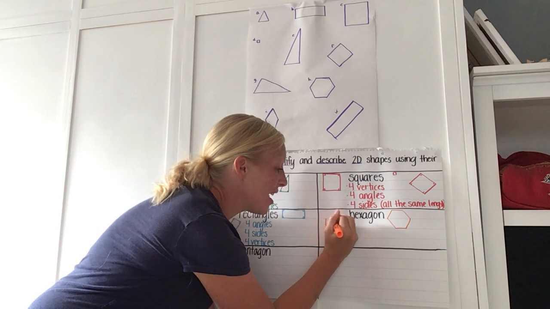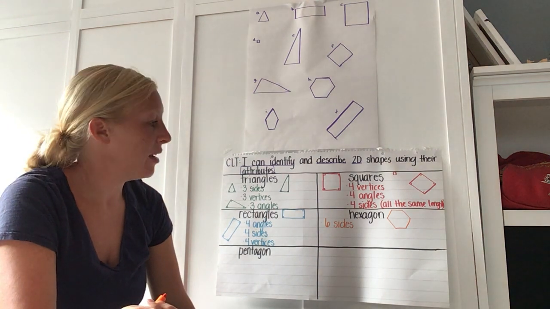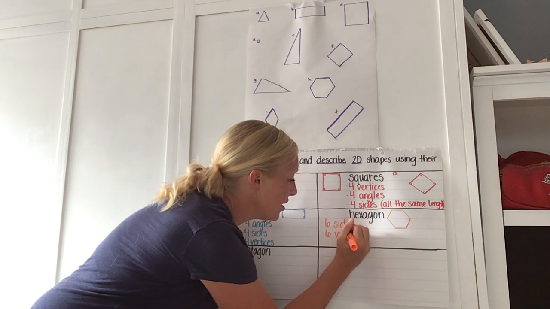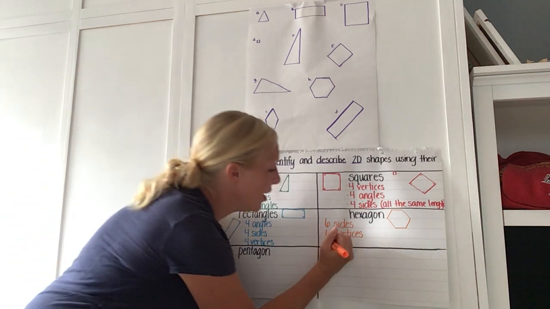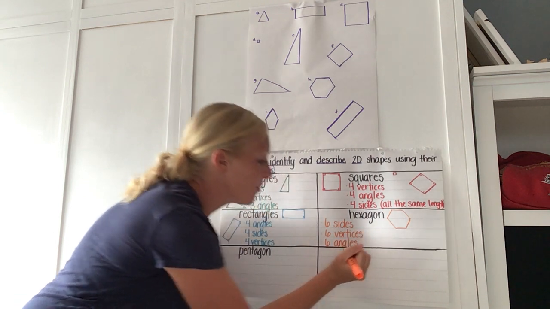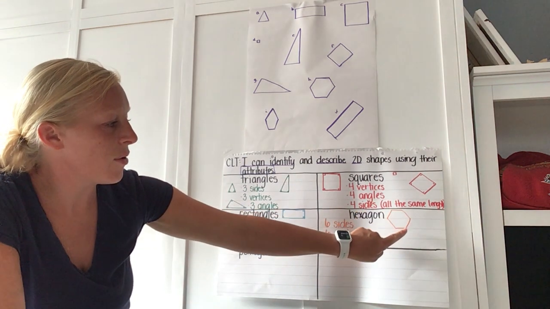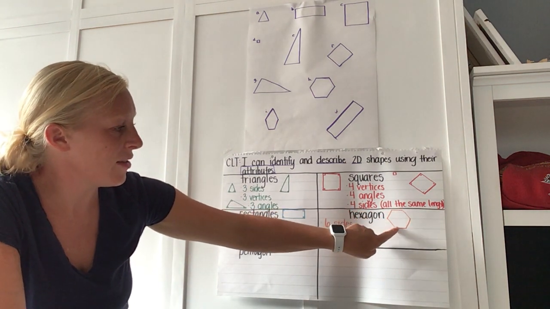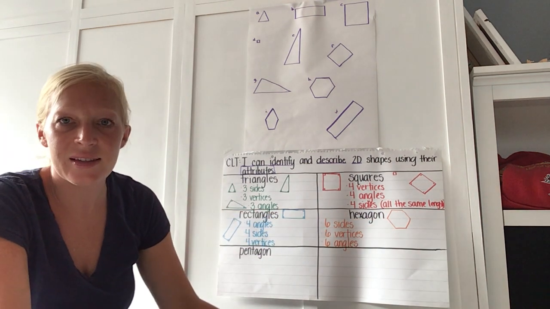It has 6 sides. Woo! It has 6 vertices. It has 6 angles. Absolutely. 1, 2, 3, 4, 5, 6. 1, 2, 3, 4, 5, 6. The inside, 1, 2, 3, 4, 5, 6.